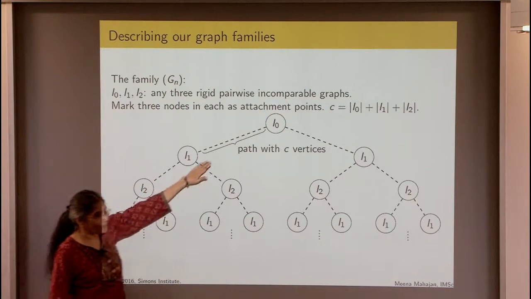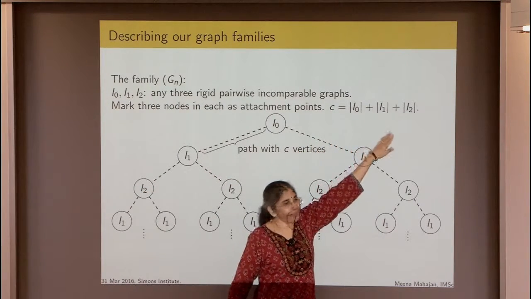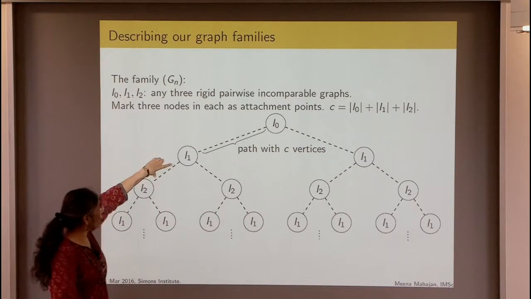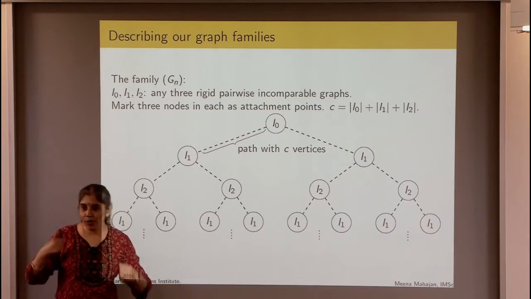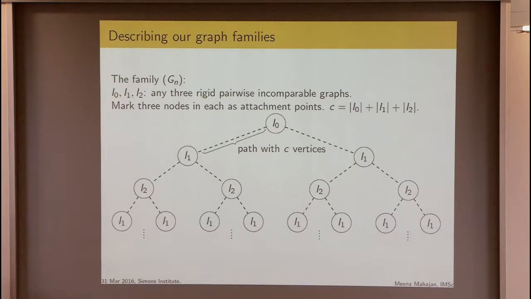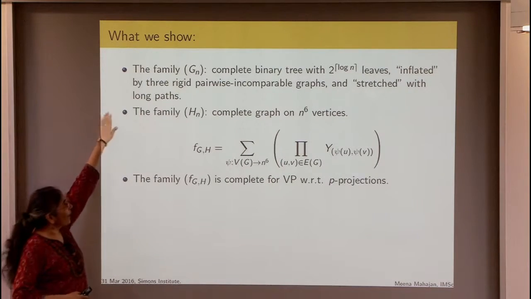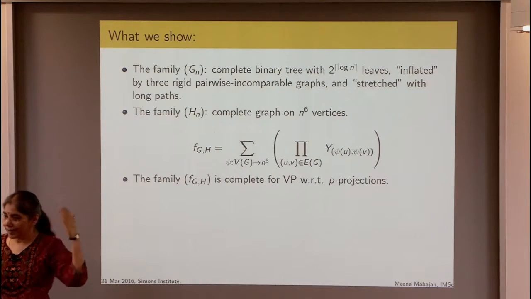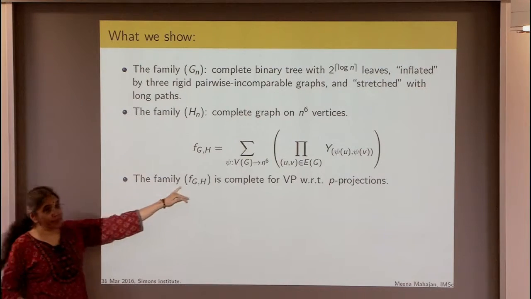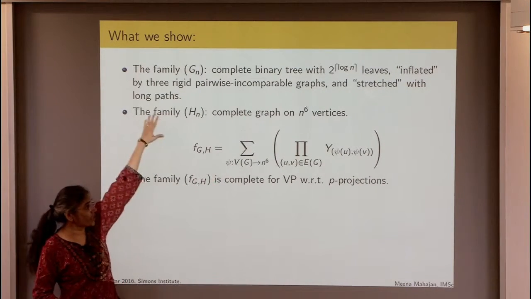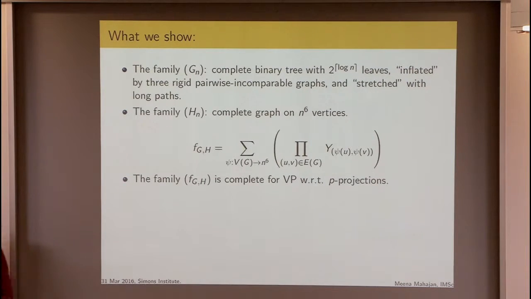And then I also have this bound on the size of whatever graphs I fix, their total size together is C. So I go back to the original edges of the tree and I stretch them so that they are all longer than C. So this is my family Gn: complete binary tree, each node inflated into one of those gadgets, and each original tree edge stretched into a long path, and the family H is just the complete graph on an appropriate number of vertices. What we show is that homomorphisms from G to H in this family is exactly complete for VP, for polynomial time computability of polynomials, and this completeness is with respect to P projections.